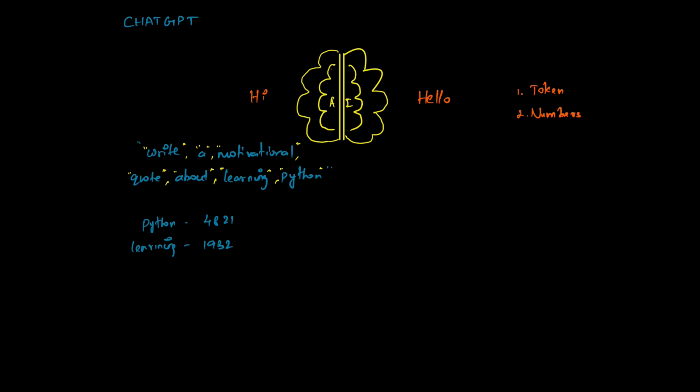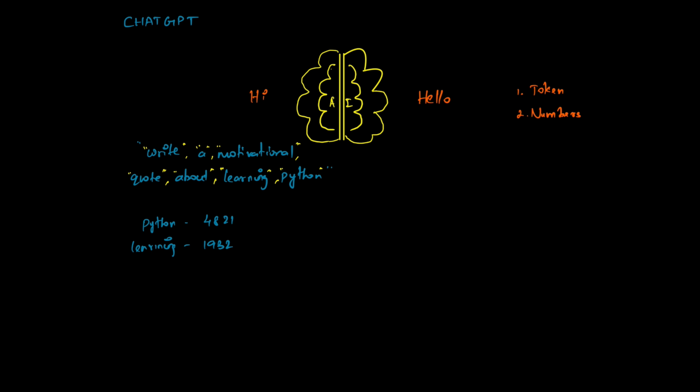In human terms, we read a sentence word by word, right? We just read it as a sentence. But how a machine reads is word by word. Like "write a motivational quote about learning Python." So word by word, it will be in vertical order, not horizontal order. Humans read in horizontal order, but AI or any machine learning model reads word by word, vertically.